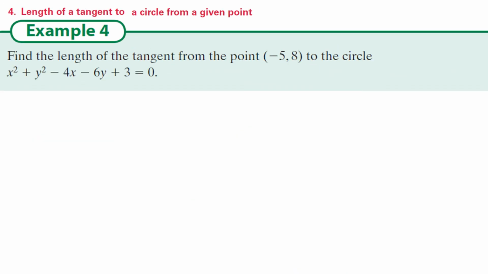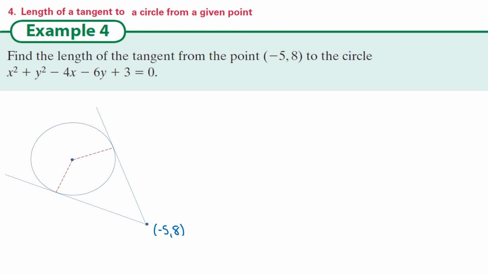So our final example for today is finding the length of a tangent to a circle from a given point. So find the length of a tangent from the point minus 5, 8 to the circle, which is this one here. So I'm going to draw that out. Again, this point is not on the circle, so we have a situation like this. This is the point minus 5, 8. We'll work out the centre in a minute. And there are two different tangents that come from that point that touch the circle.